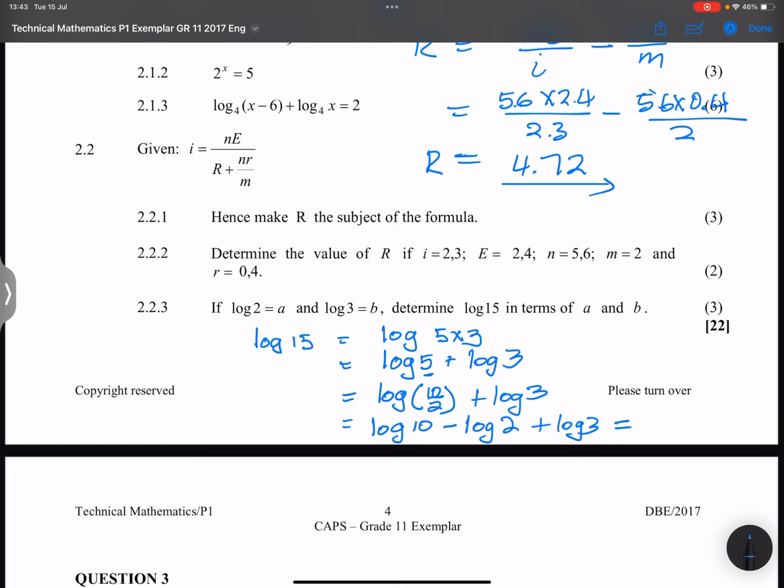Now, of course, this is base 10, log of 10 base 10. That gives me 1. Log 2 is a, and log 3 is b. So that's 1 minus a plus b. And that is how I will express that log of 15 in terms of a and b. And that's how the cookie crumbles, ladies and gents. That is really how you are going to answer that question.